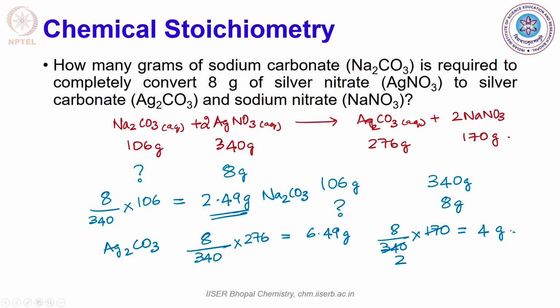So, basically if you have 8 grams of silver nitrate present, you need to add about 2.49 grams of sodium carbonate, which will yield 6.49 grams of silver carbonate and then 4 grams of sodium nitrate. So, I hope this helps you understand how stoichiometry goes. Depending upon the concentration of one reagent, the other is carefully added such that no more of the reagents are required to form the products and none exists at the end of it.